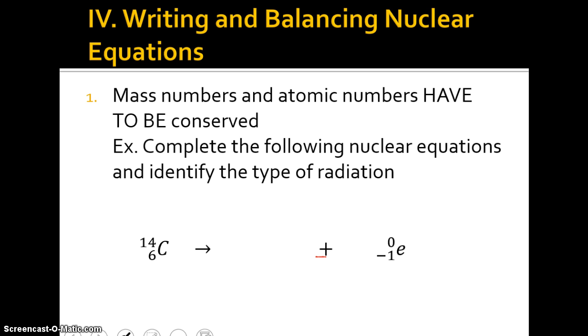This middle one is actually the second one we're going to do. We're going to do this one first. So we've got 218 84 Po yields 4 2 He plus. So we're going to complete it, and then we also need to identify it.